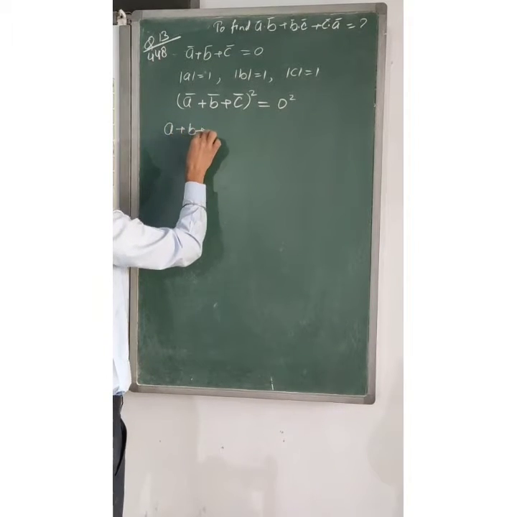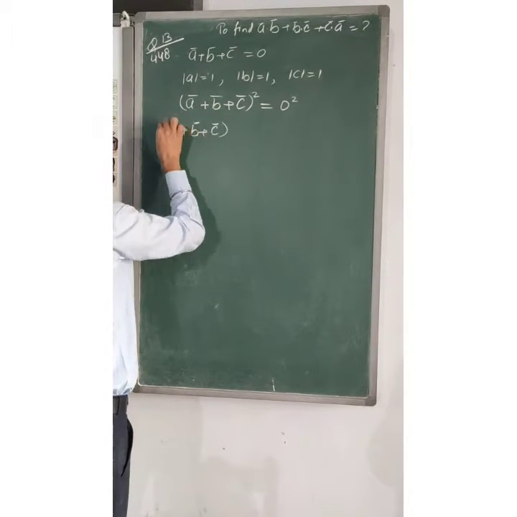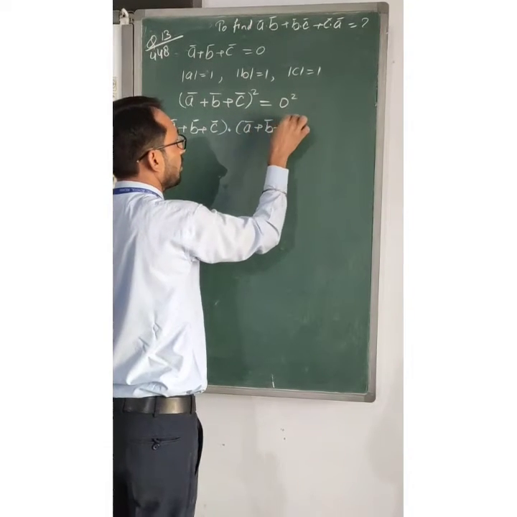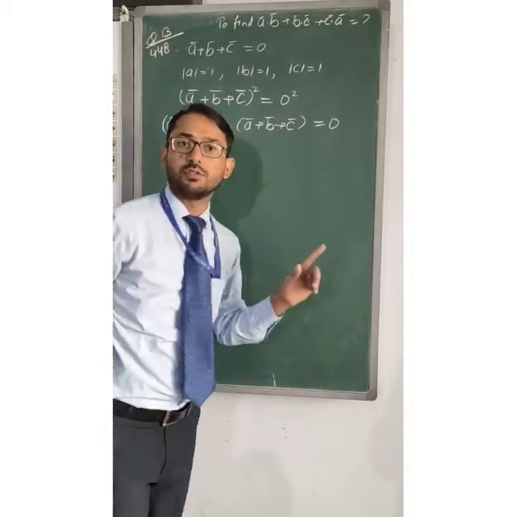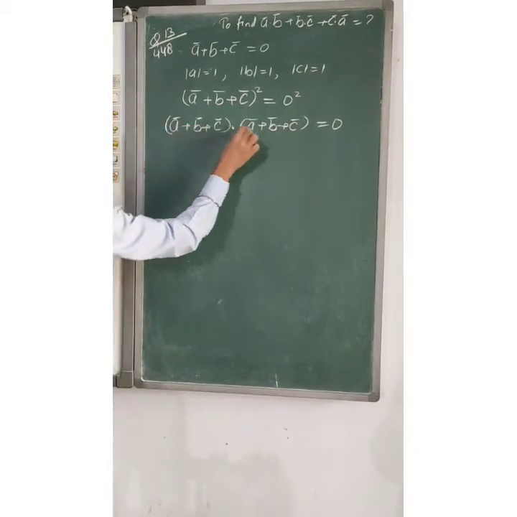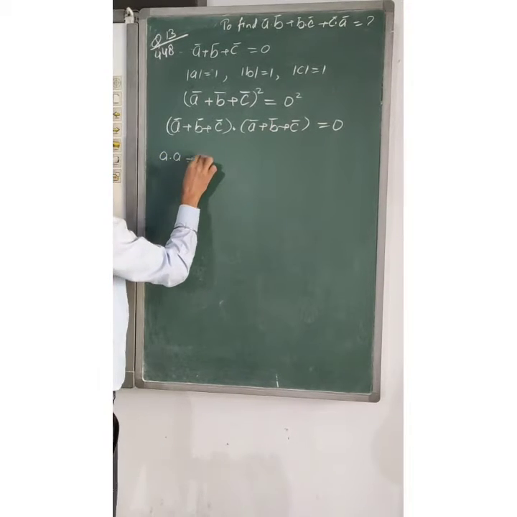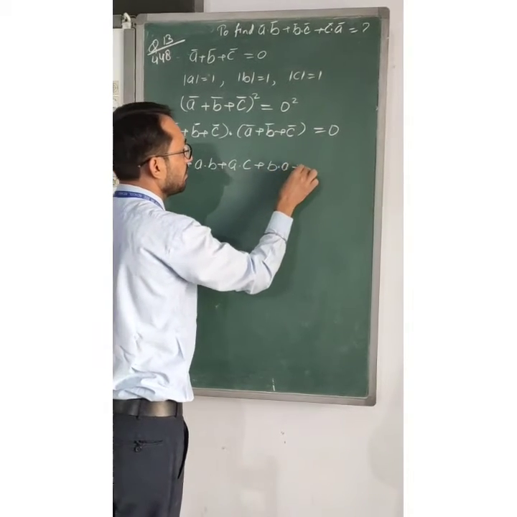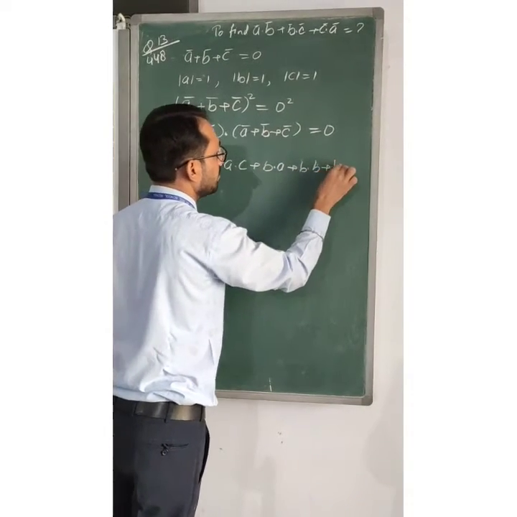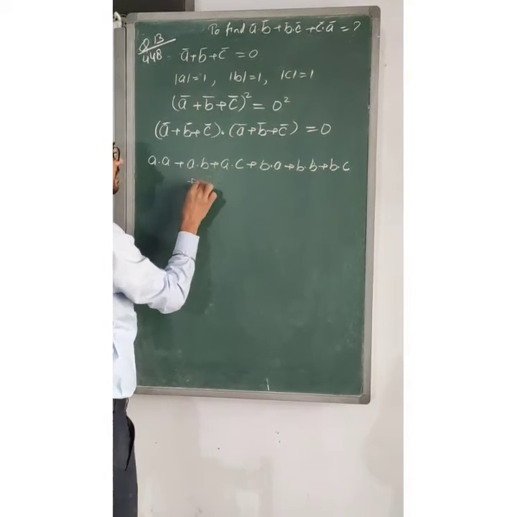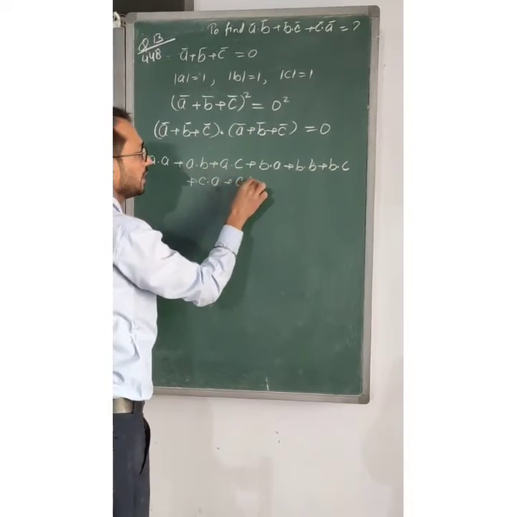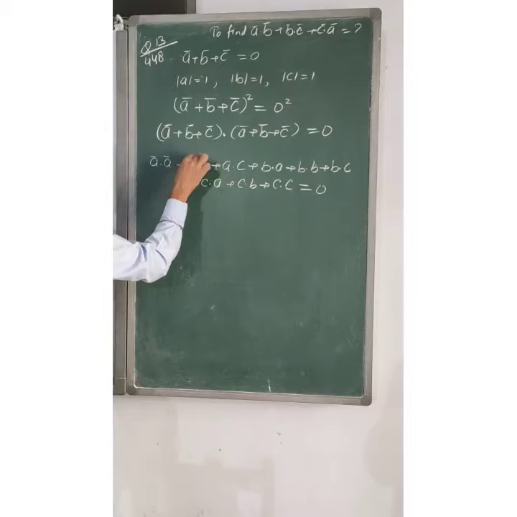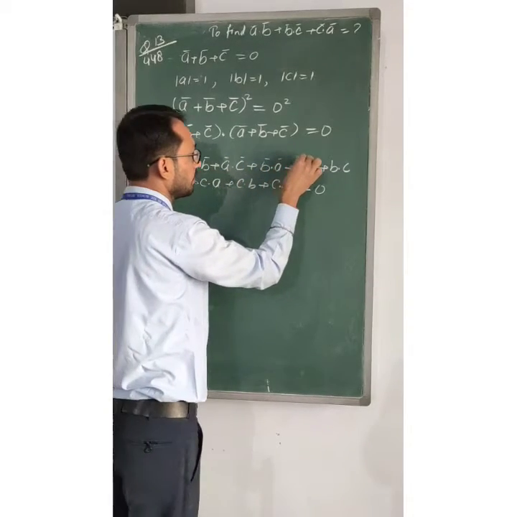A plus B plus C dot A plus B plus C. For the same vectors we could write it like this also. Now for the dot product, I could write A dot A, A dot B, A dot C, plus B dot A plus B dot B plus B dot C, again with C, C dot A plus C dot B plus C dot C equals 0. All are vectors, so we need to put the vector symbol on them also.